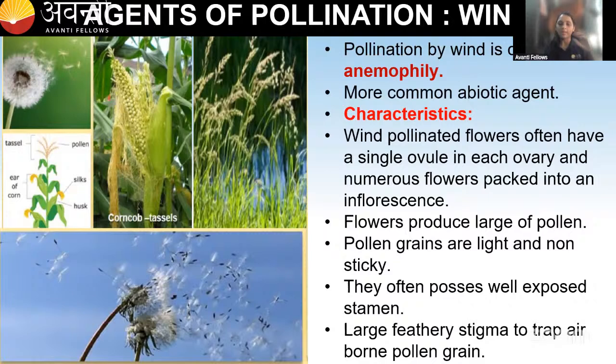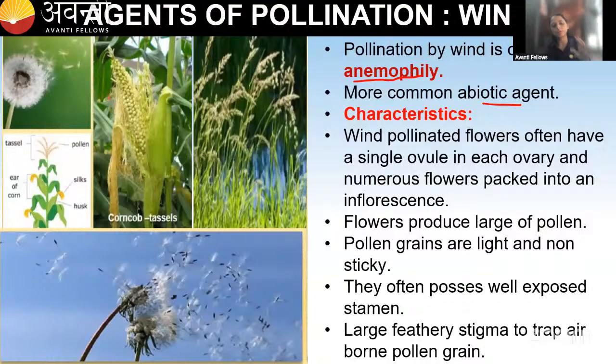By the wind it is moving, and it can bind to the stigma of any flower. It is not compulsory that it should bind to the stigma of the same flower. It can bind to any flower, but only on the species-specific one will the pollination happen and the pollen germinate. Let us see what characters a wind-pollinating flower should have. Pollination by the wind is called anemophily.